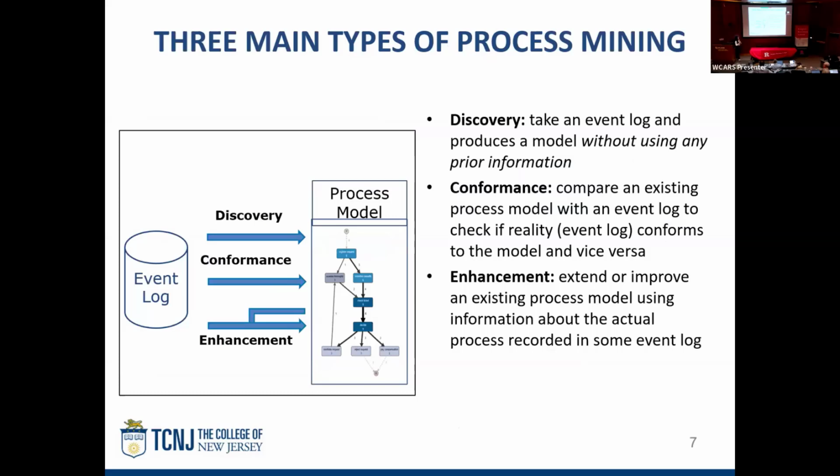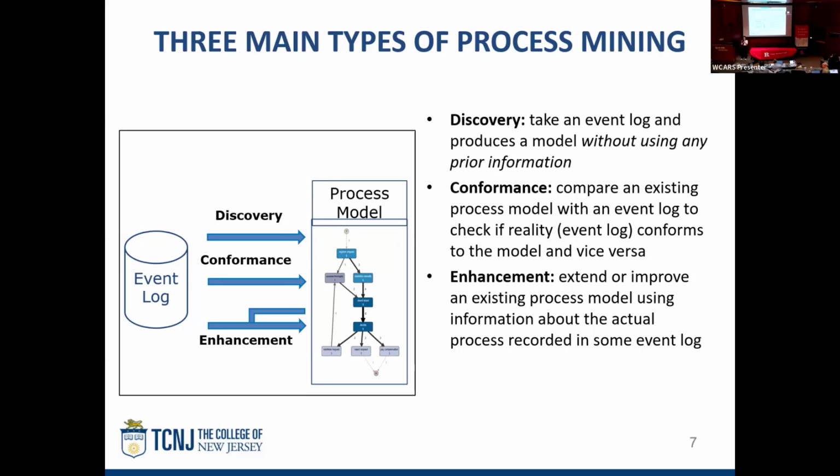So there are three key capabilities of process mining. First, discovery. Using the data, we extract the business process model, which reflects reality. Then conformance: once we extract the business process model, we compare it with the data. The business process model is based on historical data, the past data, and then we continuously collect the data.